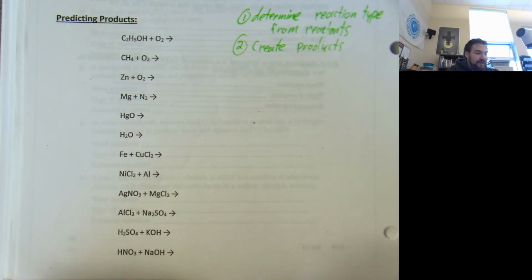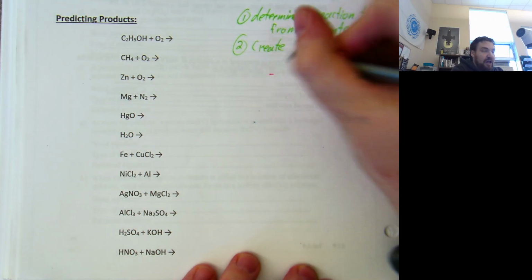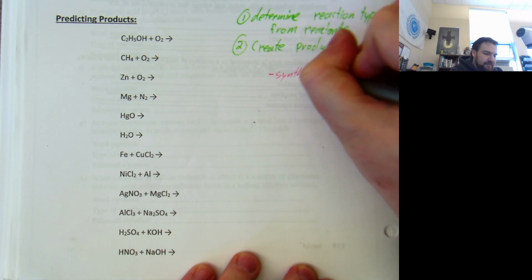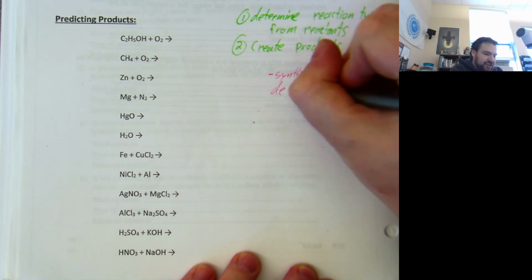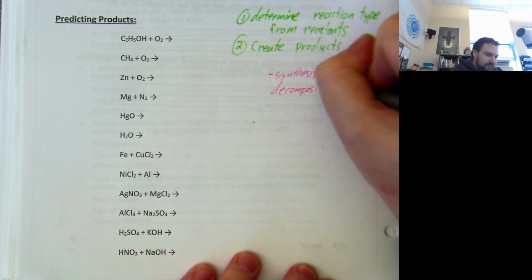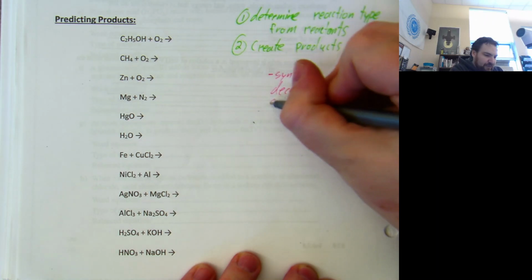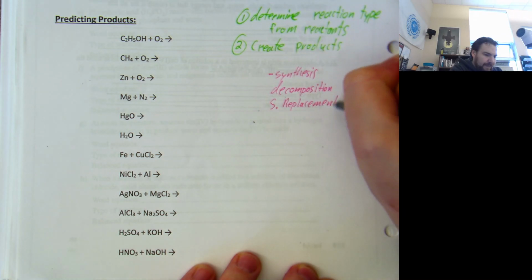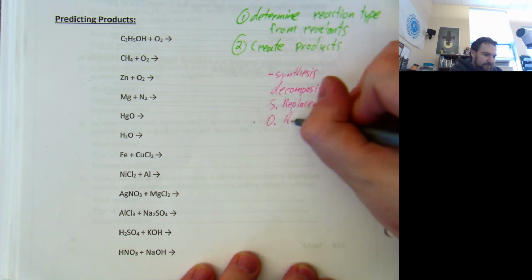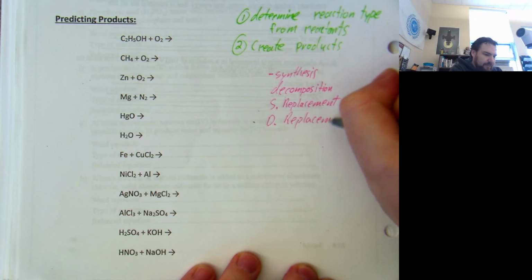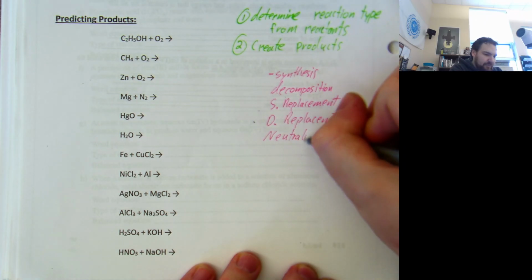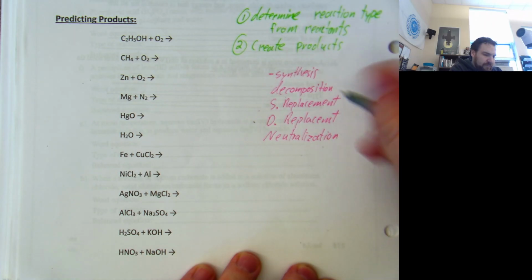So let's do a little bit of practice on this stuff. If you recall, I'll list them for you here. The 6 reaction types are synthesis, decomposition, single replacement, double replacement, neutralization, and combustion.